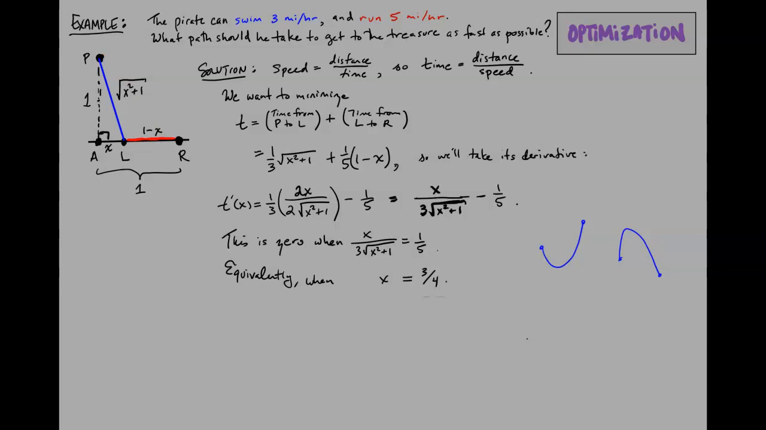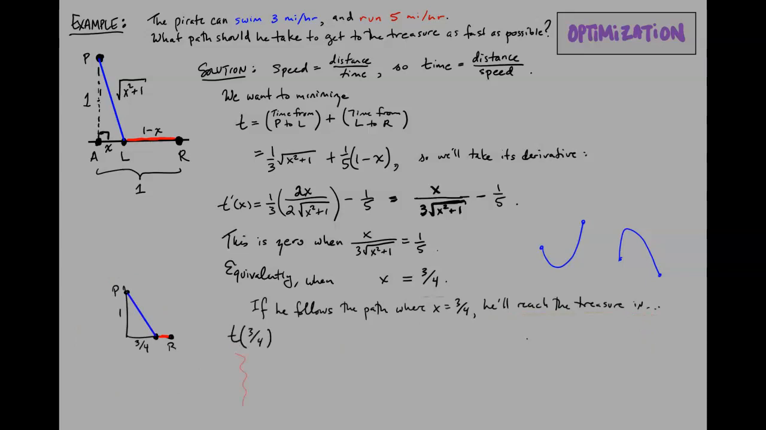So let's just see how much time it would take him to follow the particular path here. If he follows the path where x is equal to 3/4, which would look something like this, he'll reach the treasure in, well, how many minutes? Well, that's what our function t does. It gives us the time it takes. So t of 3/4, well, we just go up here where we've got t as a function of x. And popping 3/4 into that, we get a third of 9/16, that's the square of 3/4, plus 1, plus a fifth of 1 minus 3/4.